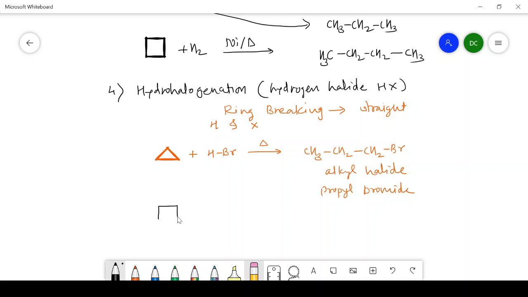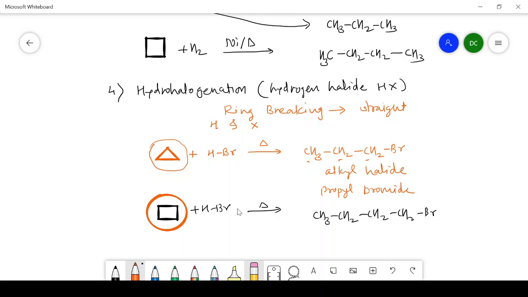If I take a cyclobutane, then addition of HBr gives CH3 CH2 CH2 then CH2 and Br. In this way we are getting hydrohalogenation product as an alkyl halide. So I will write here butyl bromide.